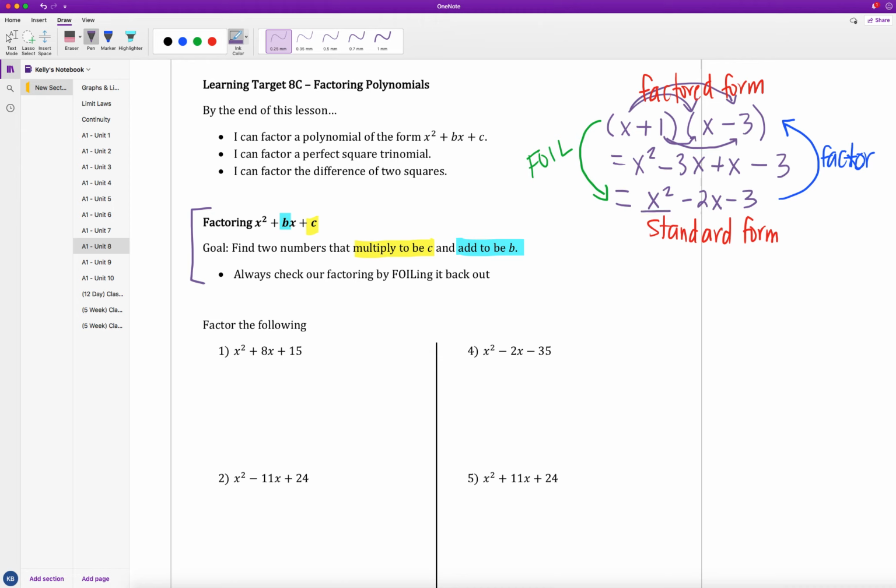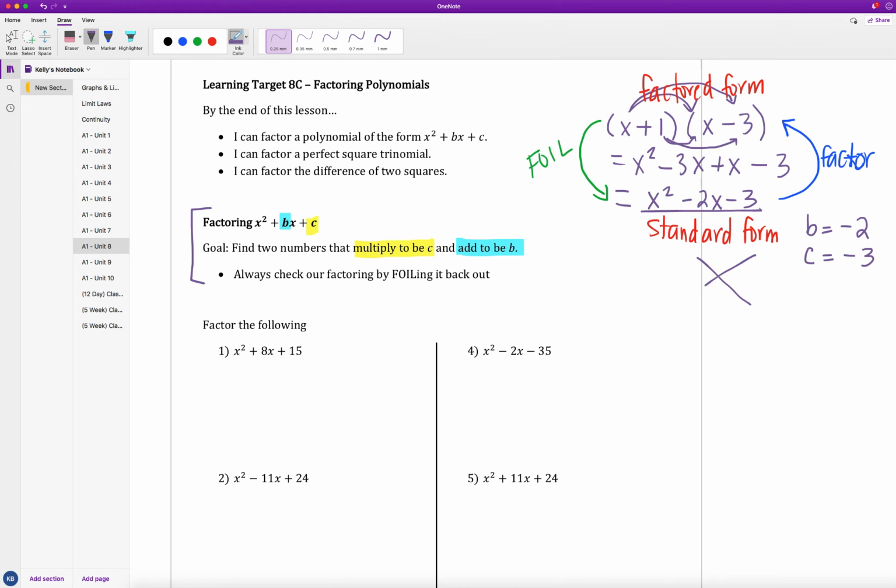Let's look at this polynomial here. We have x squared minus 2x minus 3. In this, our b value is going to be negative 2. Since that's the number in front of the x, you always want to make sure you take the sign with it. And our c value is going to be negative 3 since that's our constant term. Again, make sure you take the sign that's in front of that number as well, so both of these will be negative. Our goal was to find two numbers that multiply to be c, so multiply to be negative 3, and add to be negative 2.